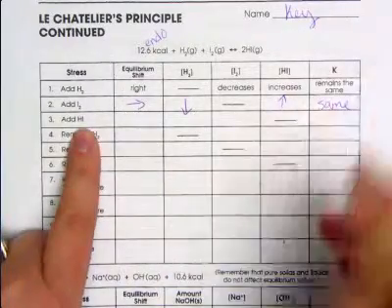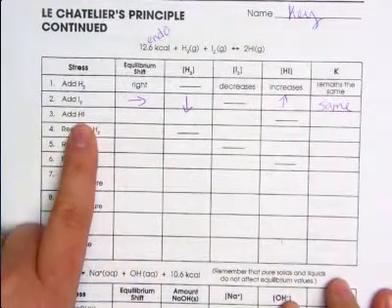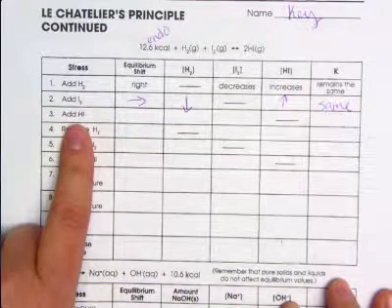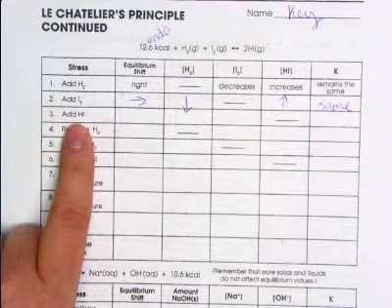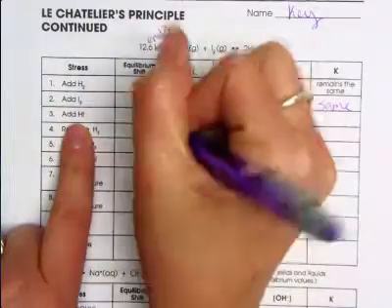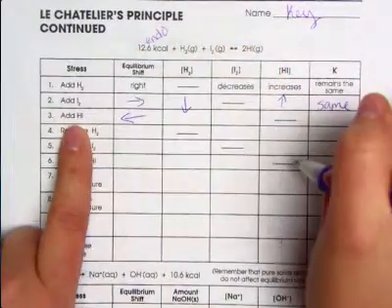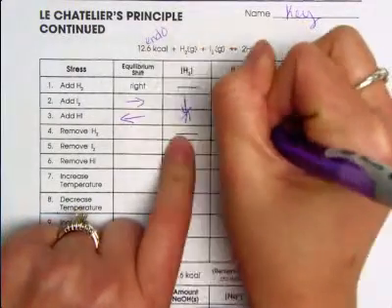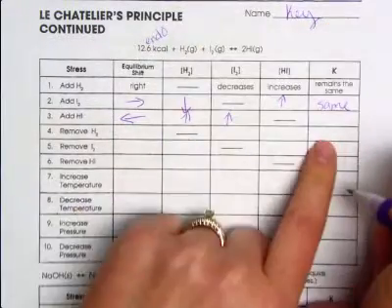Number 3, this time we're adding HI, which is the product. When you add something, it shifts it in the opposite direction. So if we're adding products, it's going to shift towards the left because we're shifting towards reactants, which means our reactant should increase. What's going to happen to our K? Stay the same.